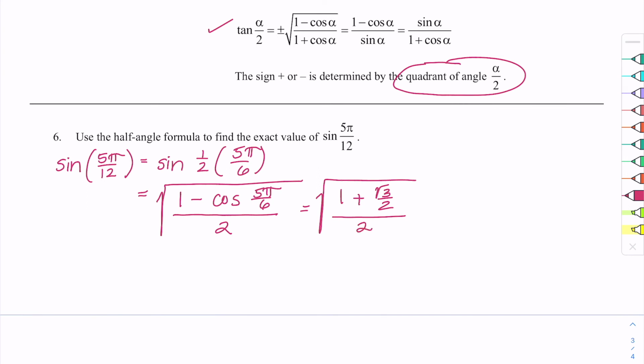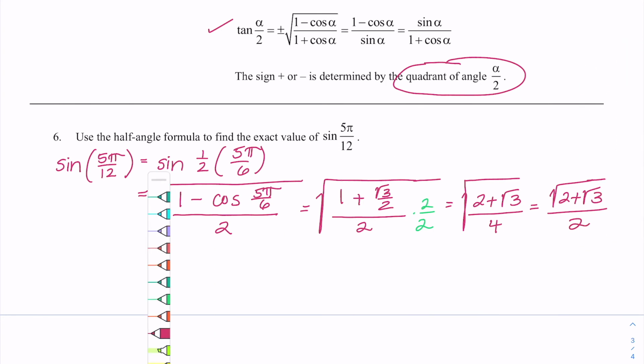Now we will want to take care of that complex fraction, and we'll be under the square root multiplying by 2 divided by 2, and we will have 2 plus root 3 all over 4, and that's equal to the square root of 2 plus root 3 all over 2.